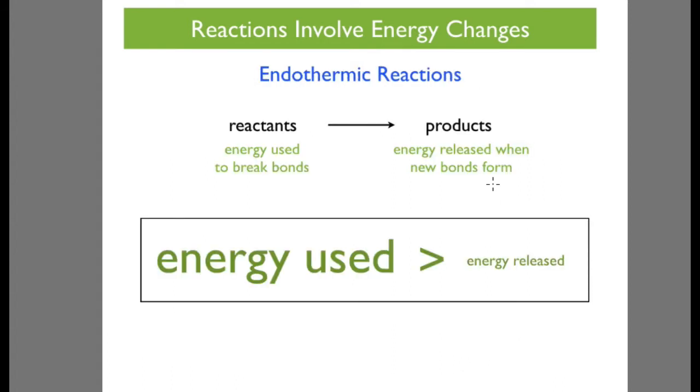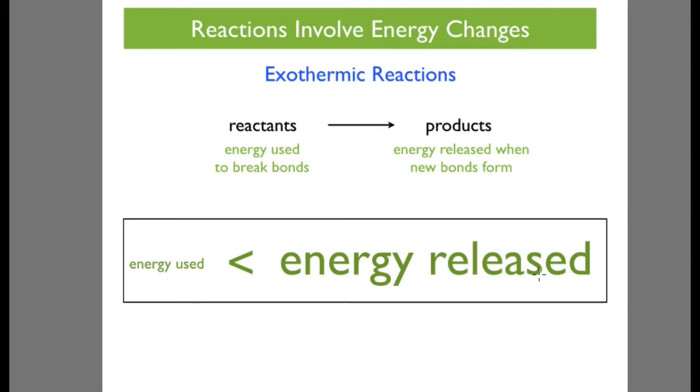Let's look at endothermic reactions first. We have reactants converting to products. We've got the energy used to break the bonds and the energy released to form new bonds. If the energy used to break bonds is greater than the energy released, then energy is absorbed overall, and we have an endothermic reaction.